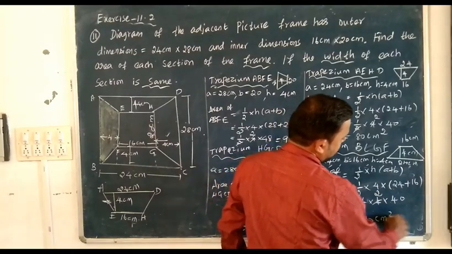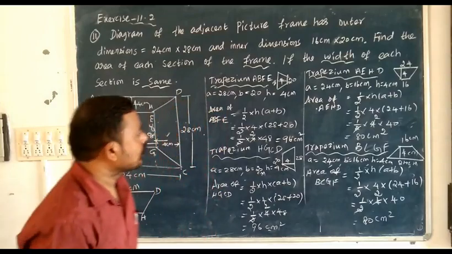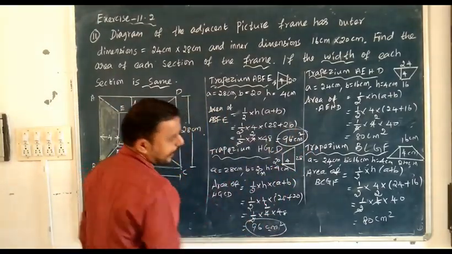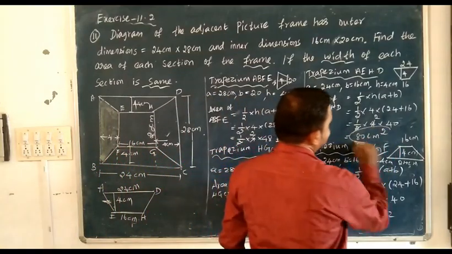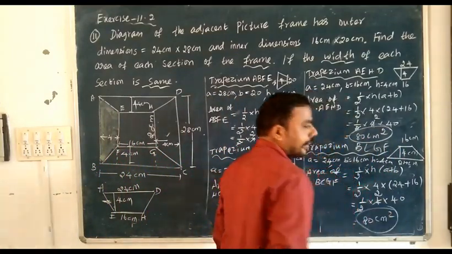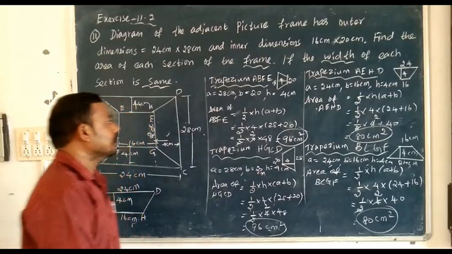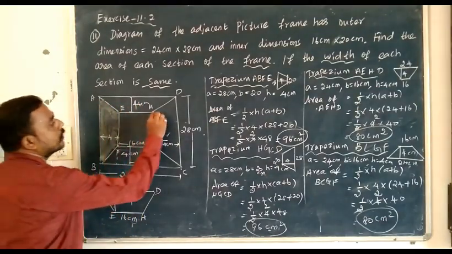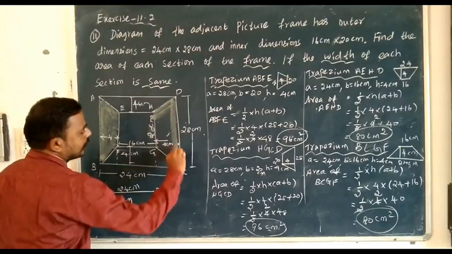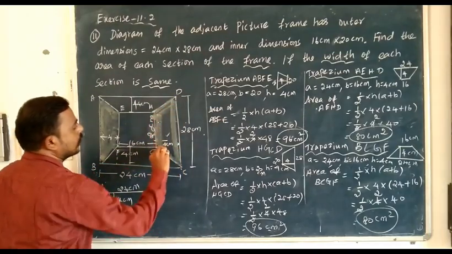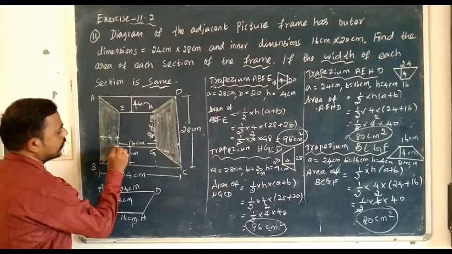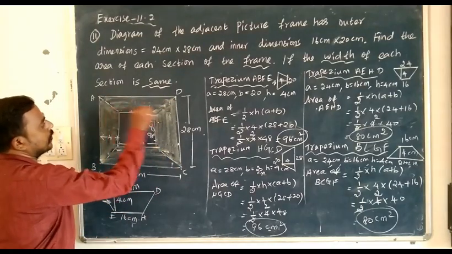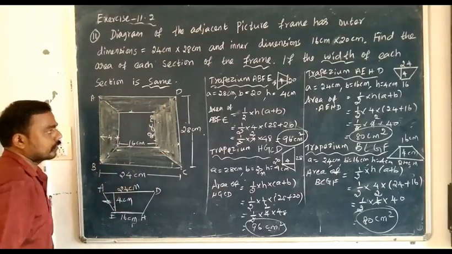So 80 centimeters. So for each frame section, the answer is 96 centimeters square here, also 96 centimeters square here, 80 centimeters square here, and also 80 centimeters square here. This is each section of the frame. First we completed this one, next we completed the second frame, third we completed this frame. So this is the frame.